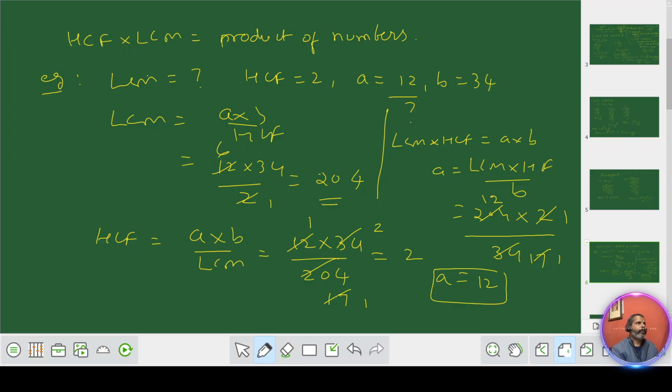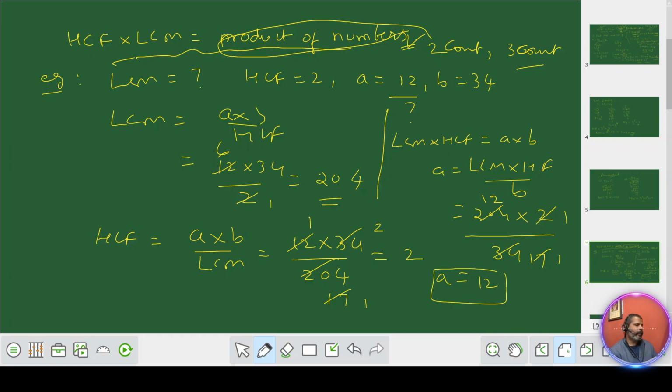So this relation is a very important relation. The product of LCM and HCF is the product of the given numbers. Here, there is no need to limit the numbers to only 2. It can be 3 also. That's the reason it is said product of numbers. This actually completes the LCM and HCF part and the first exercise, whatever we need.